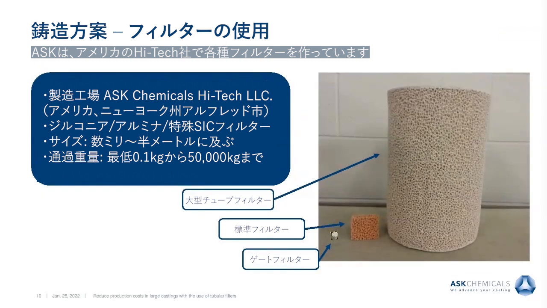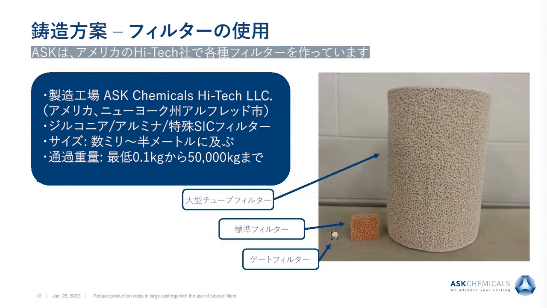ASK Chemicals manufactures its ceramic foam filters in the high-tech plant in Alfred, New York, in the US. There, a lot of different ceramic foam filters are made from zirconia, from alumina, and special filters, in different sizes. The different sizes range from a few millimeters to nearly half a meter. The capacity we are making for is around 0.1 kilogram up to at least 550 tons.